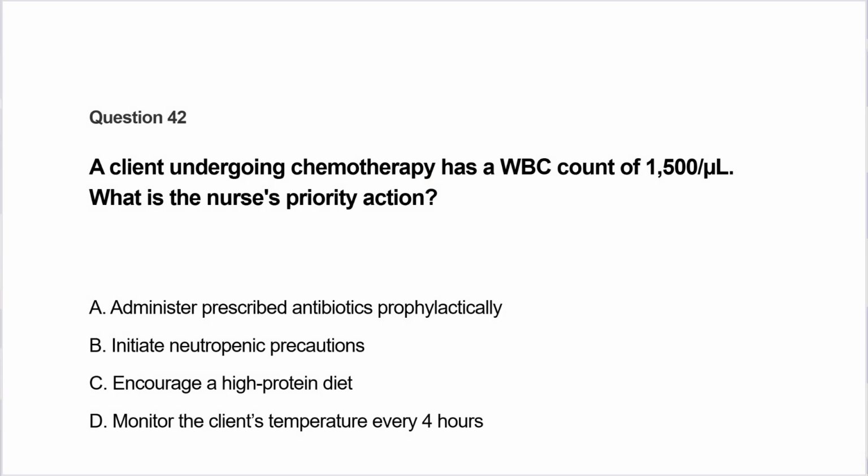42. A client undergoing chemotherapy has a WBC count of 1,500 per microliter. What is the nurse's priority action? A. Administer prescribed antibiotics prophylactically. B. Initiate neutropenic precautions. C. Encourage a high-protein diet. D. Monitor the client's temperature every 4 hours.